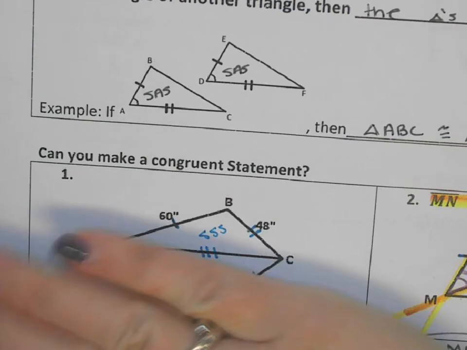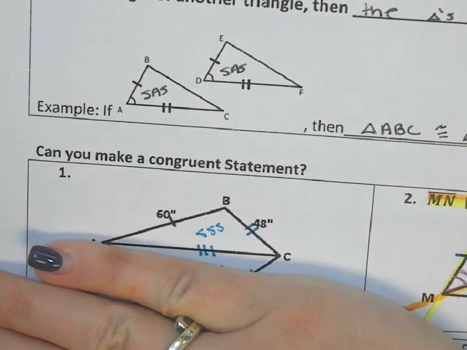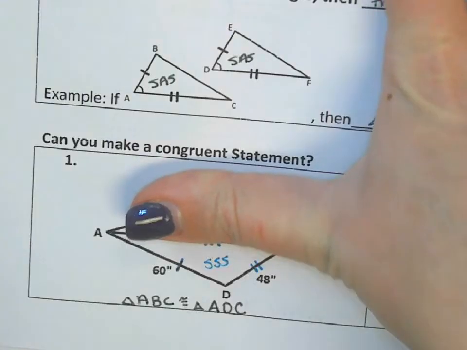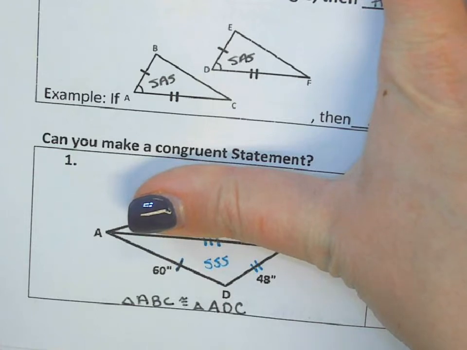So, looking at this top triangle, we have 3 sides that are marked. The only way to write that is side, side, side. Looking at the bottom triangle, you have 3 sides that are marked. The only way to write that is side, side, side.